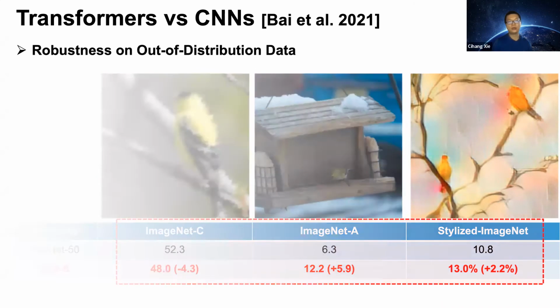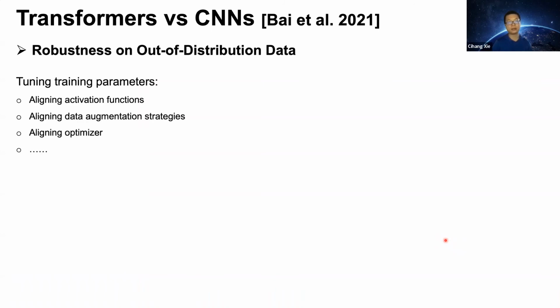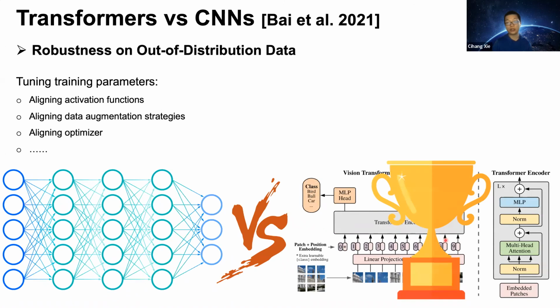And like in the first part, when evaluating adversarial robustness, we also tried to align their activation functions, align their data augmentation strategies, and align the optimizers. Basically, we made a lot of efforts here. But we still find that the vision transformer is much more robust than the CNNs.